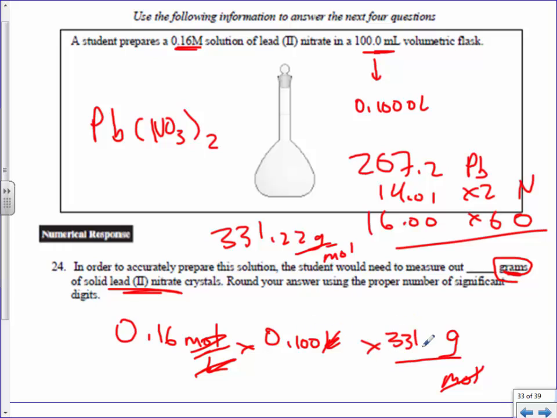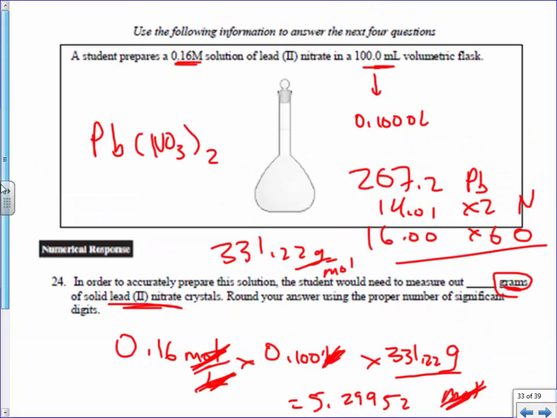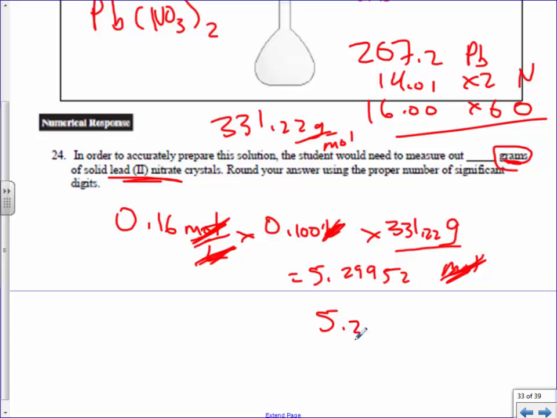So if that is 331.22, then hopefully you can visualize. This liters will cancel that liters. This moles will cancel that moles. What's the only unit I have left? Grams. So multiply 0.16, 0.100, and that 331.22. I got 5.29952. But then for sig digs, you only get 2 sig digs, so hopefully I had 5.3.